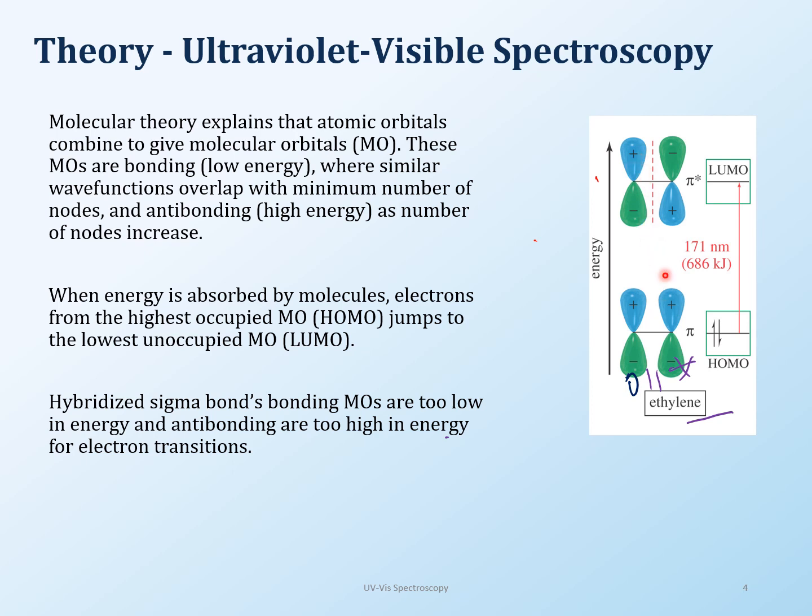So what is happening? The electrons are going from HOMO to the LUMO. The energy required here is 686 kilojoules, for example. Okay, let's look at something more, so hopefully things will become better for you.